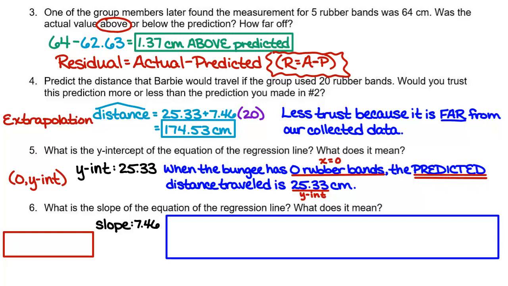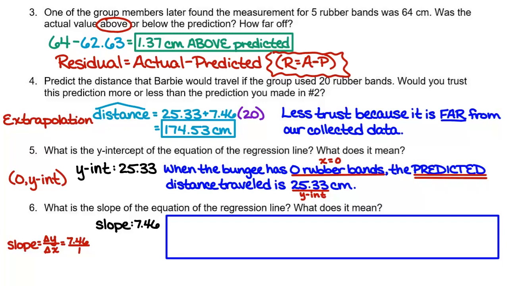So every time we add on one more rubber band, because slope is talking to me about change. Slope is talking about the rate of change. The slope is the change in the y variable divided by the change in the x variable. So when I'm talking about the change in the y variable, what is it that would be changing? What is my y variable measuring?